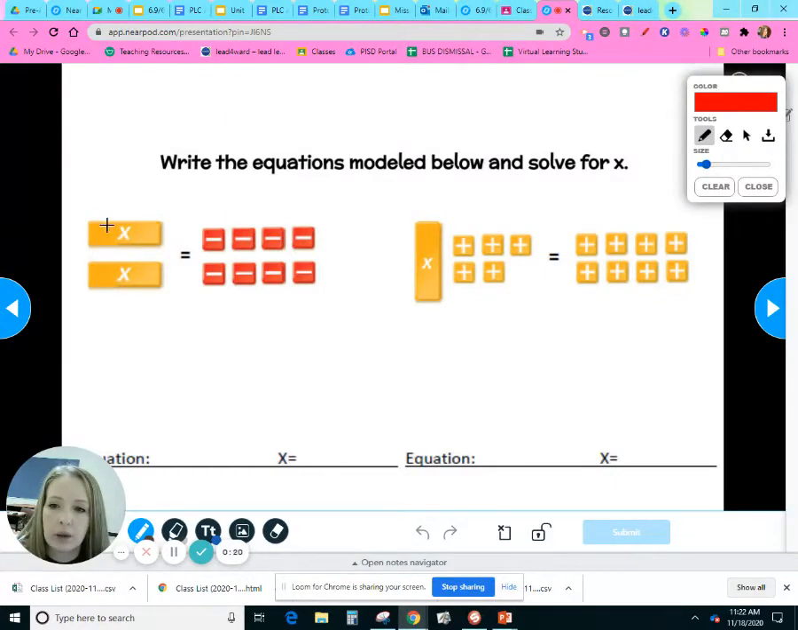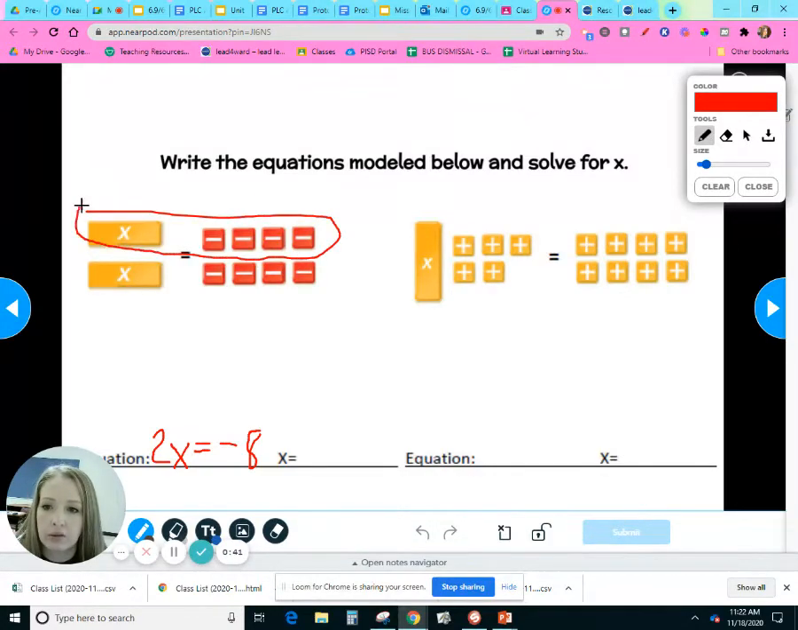On the first one, we have two x's over here. So that would be 2x, 2 multiplied times x. And it equals, and on the right hand side we have negatives, and we have 8 of them. So our equation here would be 2x equals negative 8. There's a couple of ways you could solve this. One is that you could break up the x's into groups, equal groups. And you notice that each group has 4 negatives in it. Or you could just solve it this way.